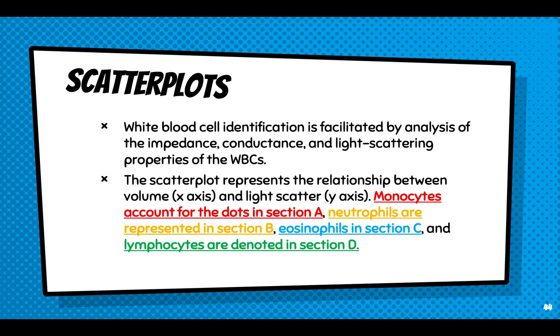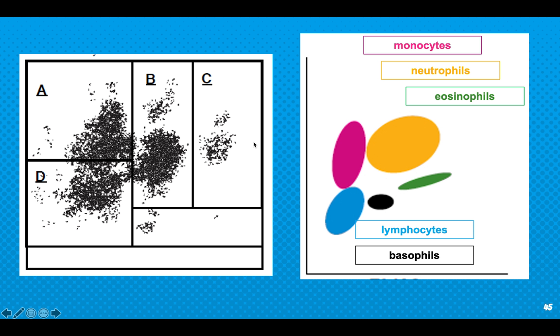And I'll be showing it to you this way. Okay? So this is your scatter plot. So the one that you found here on A are actually your monocytes. The one that you found in your B, these are your neutrophils. The one that you found here on letter C, these are your eosinophils. This letter D here, these are your lymphocytes. And the very, very small here, sometimes absent, are your basophils.